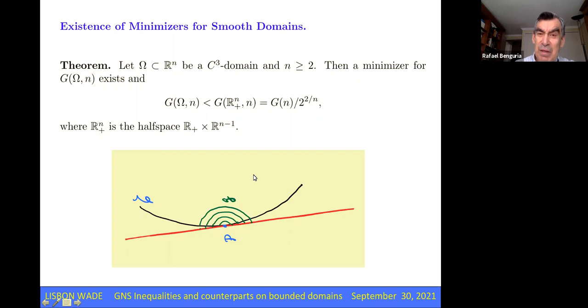And in order for the minimizer to exist, you have to use concentration compactness, and you have to prove that you have a trial function for which this is strictly less than that quantity. And then you have to work pretty hard to prove that, because there are two things that compete: the structure of the boundary here, and the properties of the minimizer of the Gagliardo-Nirenberg inequality. So the basic idea is very simple, but the work you have to do is complicated.